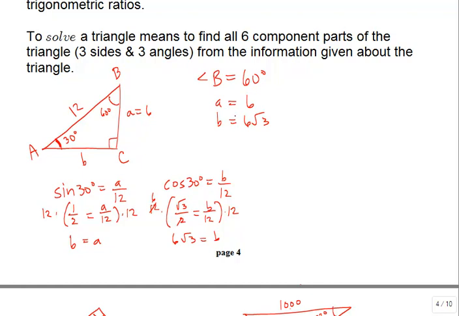So we just found the three things that we had unknown in the problem. We already knew the other two angles and the third side. So this would be my final answer.